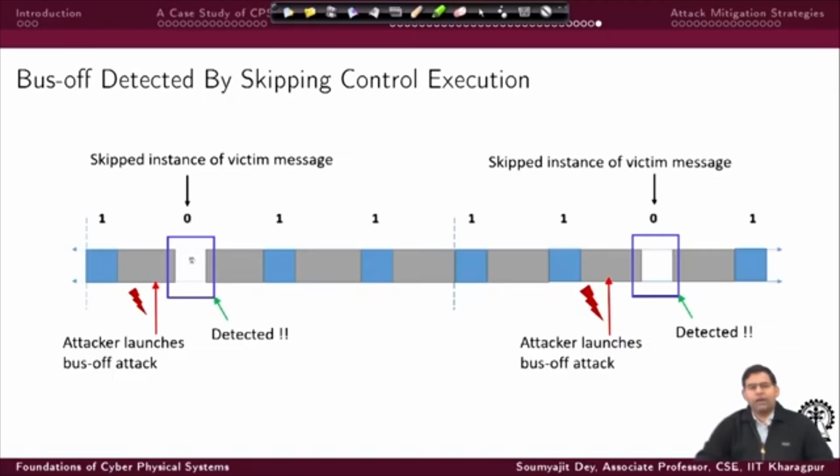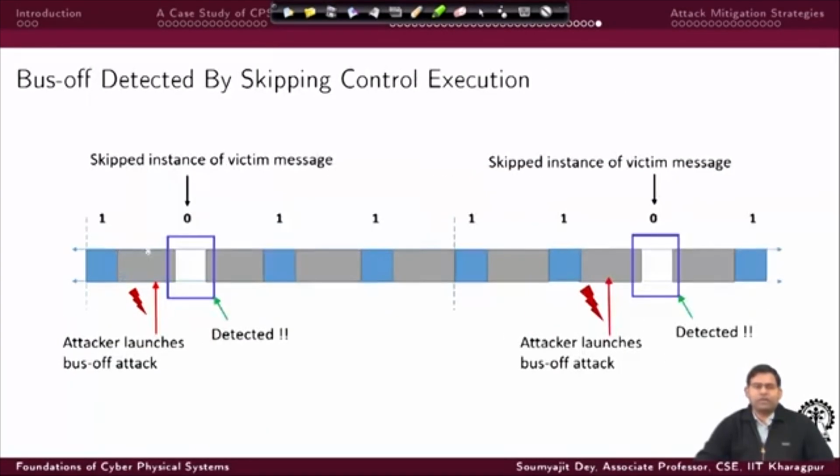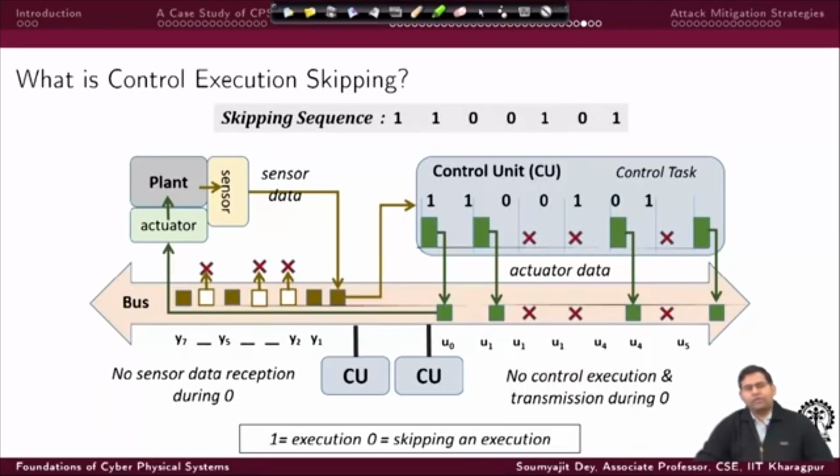Now, when you have these skip instances, let us say before this skip instance the attacker has queued a message with respect to a high priority message, which was here. Due to this high priority message, the attacker's message could not be sent, but it got queued. The moment this message finishes, the attacker's message goes, and the controller will receive this message, but it knows that at this point I am not supposed to send or receive any message. So it will detect that there is an attack happening.